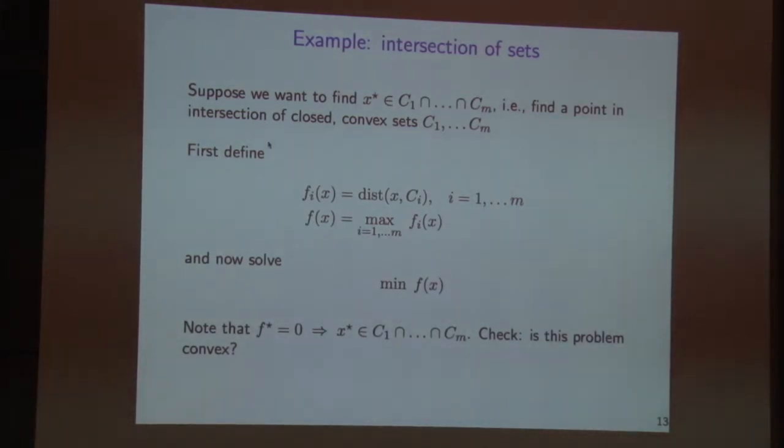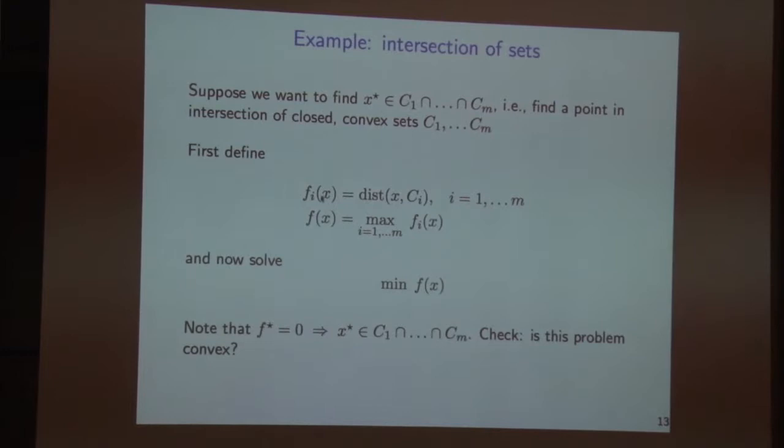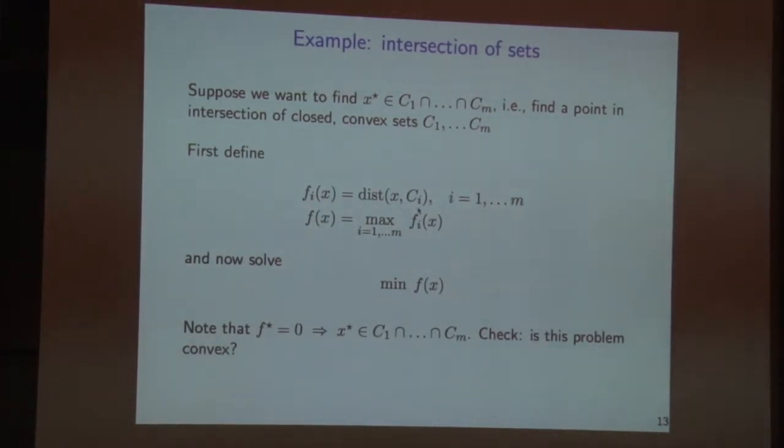Okay, so how are we going to do that? Let's first define fi of x to be the distance between x and any of these sets Ci. We've seen that function before. We studied it at the start of class. And we're going to define f of x to be the maximum of fi of x over all i going from 1 through m. So this is the maximum distance that x is to any set Ci in our collection.